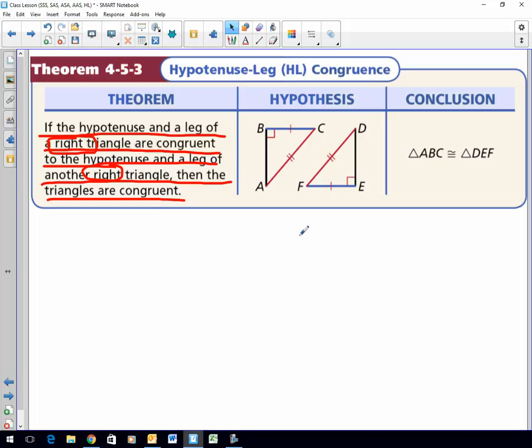Remember that all right triangles have special properties. The longest side, the side that is across from the 90-degree angle, we call that the hypotenuse. The other two sides are called legs. Hypotenuse and legs.